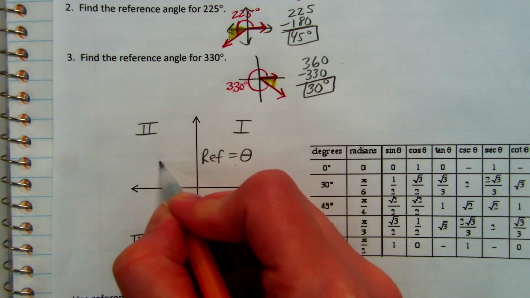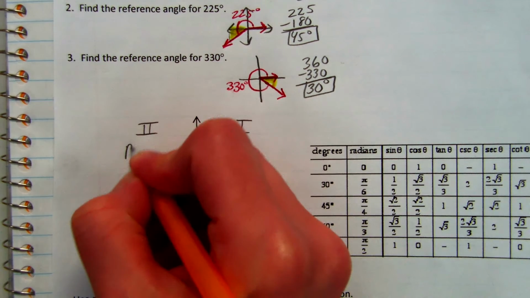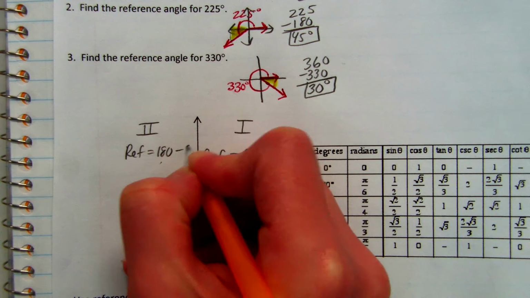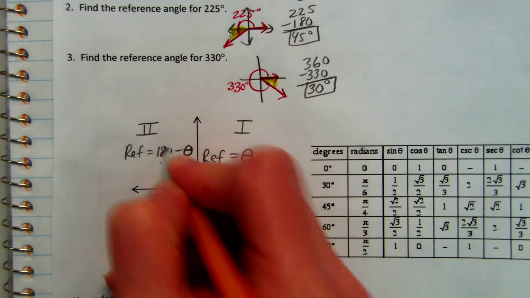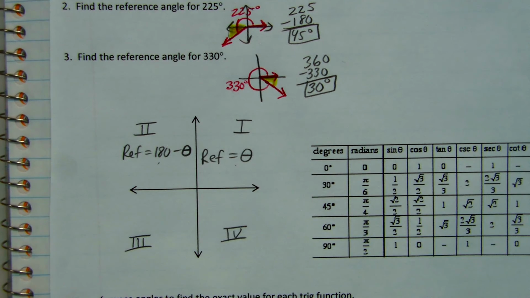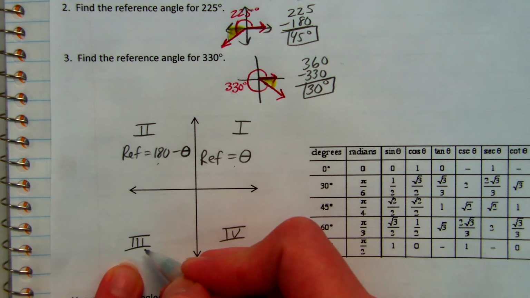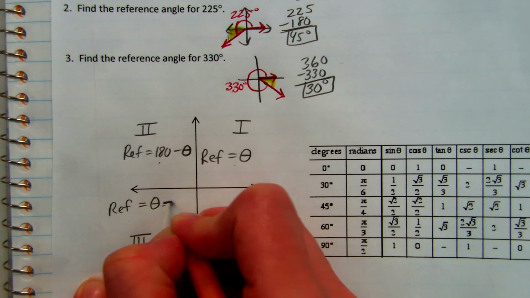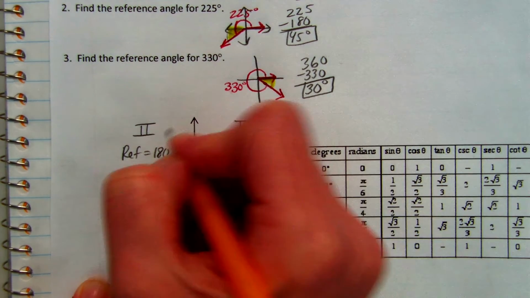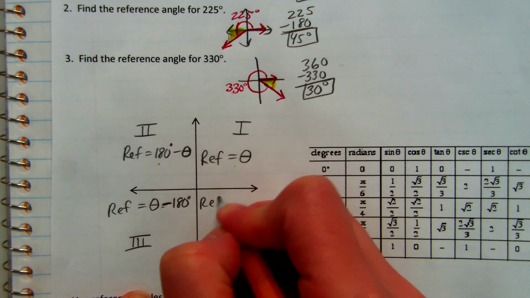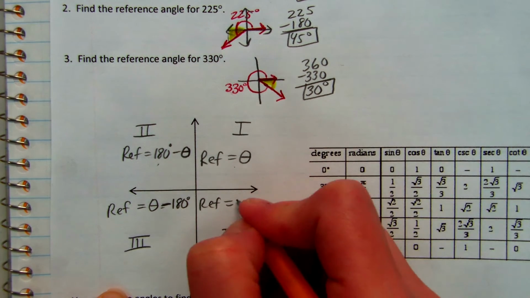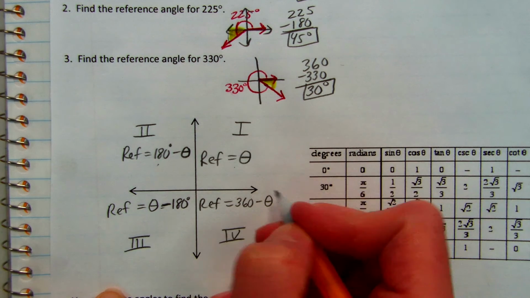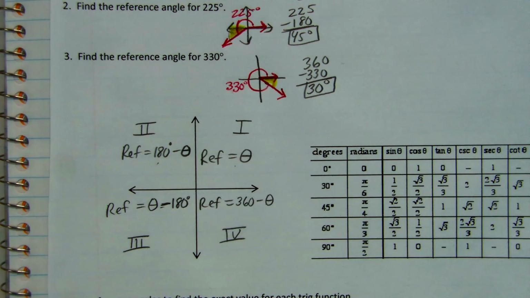If you're ever here in quadrant 2, like we had on number 1, the reference angle is 180 minus the angle they're giving you, which we're going to call theta. Down here in quadrant 3, that's like number 2 that we did. The reference angle is going to be the angle minus 180. I should put degrees on that. And then if you're in quadrant 4, that's like the third example that we did. You can just take 360 minus theta. So this just summarizes how you could do this. You could still draw a picture, but that's what we're going to look at for today, just how to do reference angles.